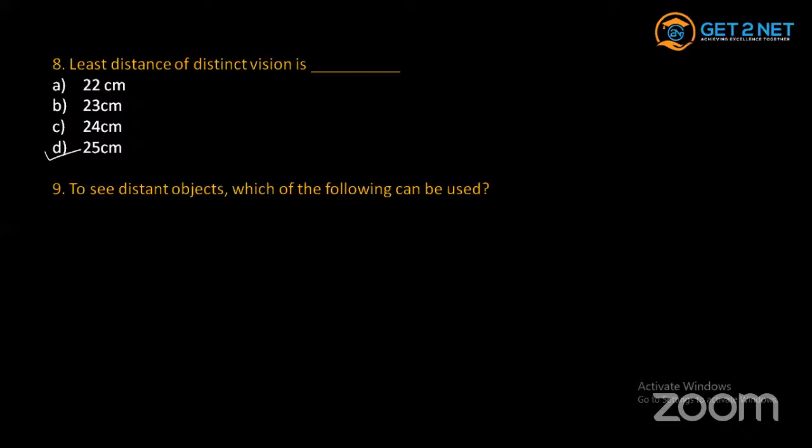Question number 9. To see distant objects, which of the following can be used? दूर जिनस देखिया पे हमें कोटा यूज करिबा? माइक्रोस्कोप, कन्वेक्स लेंस, टेलीस्कोप, कॉनकेव लेंस. Yes, Kadambini, you are right. Telescope.